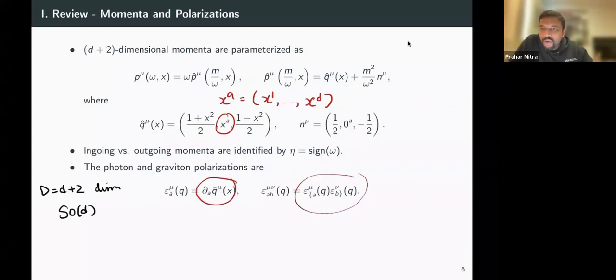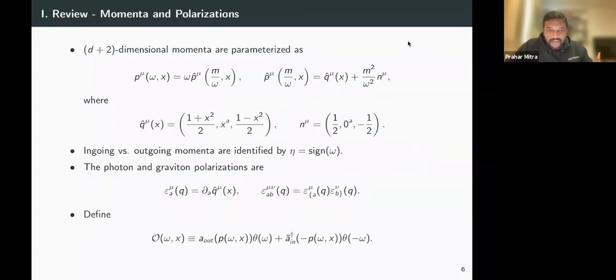You can check that it satisfies all the nice properties of polarizations that we expect. In particular, we have epsilon A dot epsilon B. These are the standard linear polarizations. And these are the definitions of the operators O that I was alluding to previously. It's very simple. It's literally just the in and out creation and annihilation operators. If omega is positive, it inserts an outgoing state. And if omega is negative, it inserts the CPT conjugate of the incoming state with momentum p. These are all just definitions.